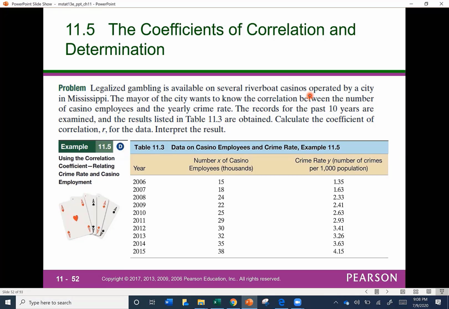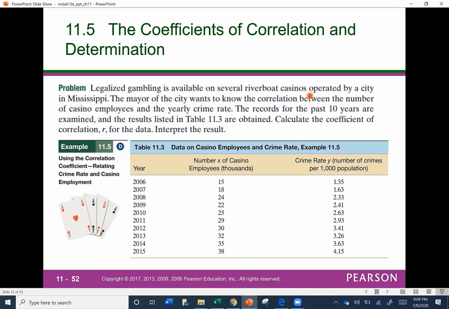But how can we measure the size of those casinos? We measure the number of employees that we have in this casino. Then let's find the relationship between these two variables, the casino employees and crime rate. That is the data. We want to know the relationship between these two variables.